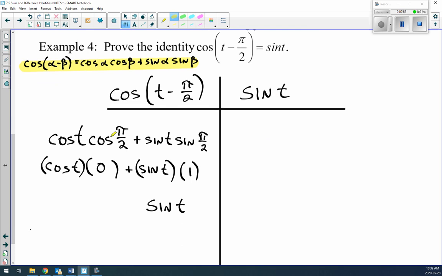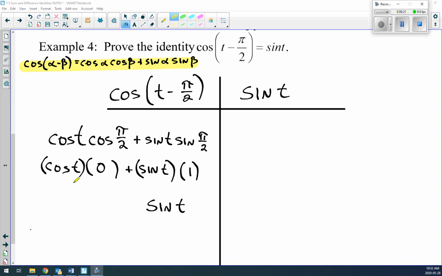All right, let's go see what we got here. So all you do is change the subtraction into this formula. So cosine t cosine pi over 2, plus sine t sine pi over 2. Okay, well, we can do some of this work. Cosine t, we don't know what it is, but cosine pi over 2 is really quite easy. It's 0. Sine t, we don't know what it is, but sine pi over 2 is 1.